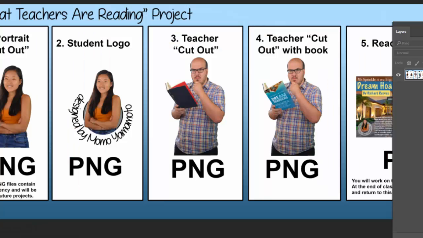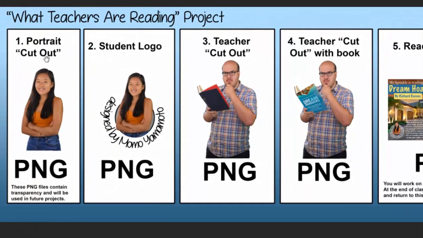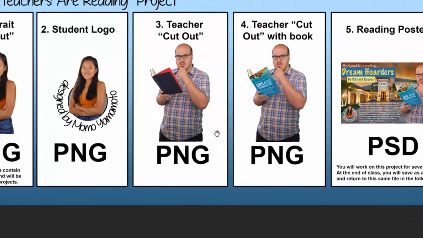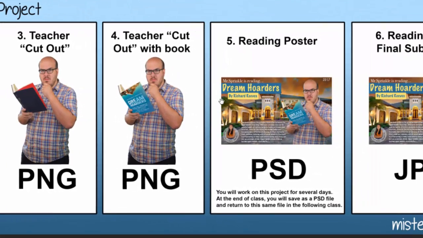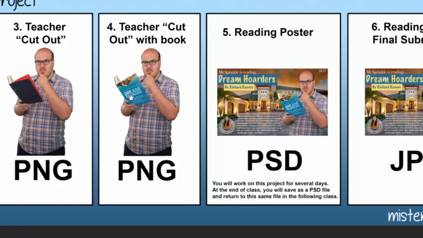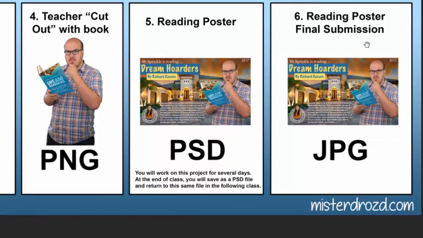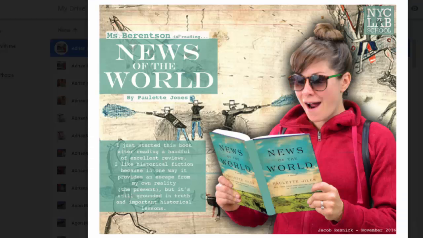We're going to continue on this project, and we know that in our last class you guys created portrait cutouts of yourself, saved it as a PNG, and then you created student logos of yourself, also saved as a PNG. In today's class, what we're going to be working on is stage 3, the teacher cutout. In our next class, we're going to be adding and distorting the book cover. We're going to be designing the reading poster and then finally submitting it as a JPEG. So how do we go about doing this?